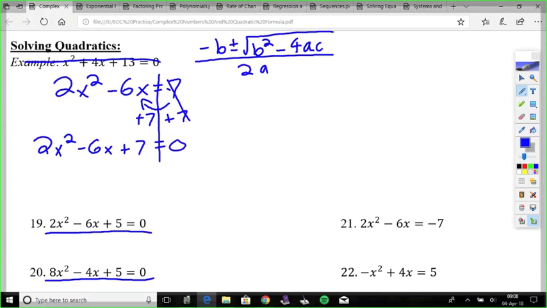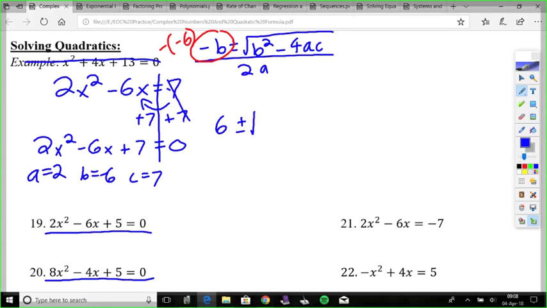So now we can use our quadratic formula because we effectively know what a, b, and c are. So a is equal to 2, b is equal to negative 6, and c is equal to 7. So let's plug these in. So negative b. Since b is already a negative number, a negative 6 would become a positive 6. A negative 6 would look like a positive 6. So that's why I wrote it as a positive 6.